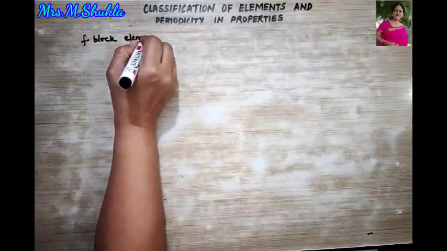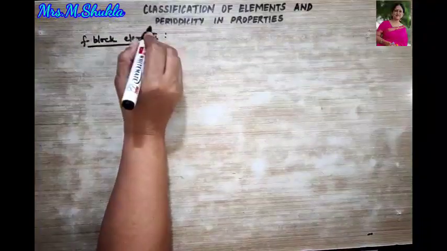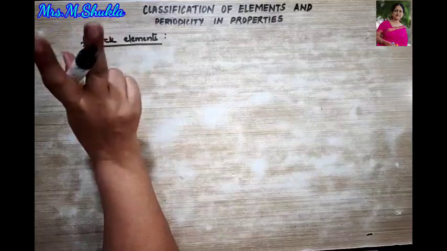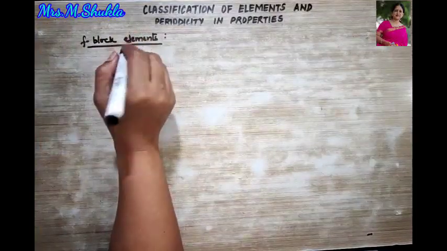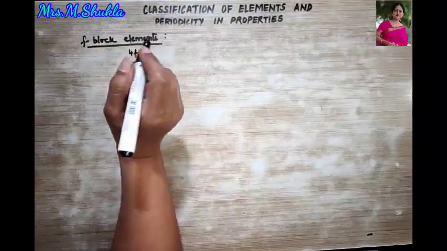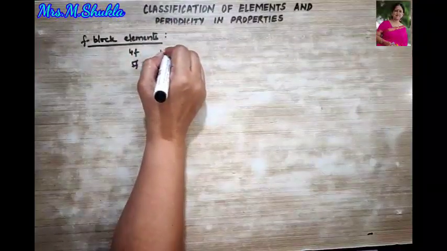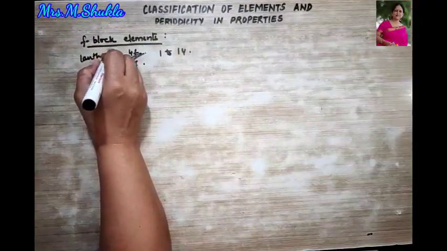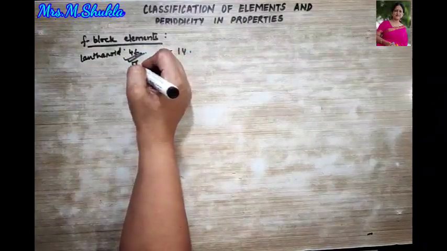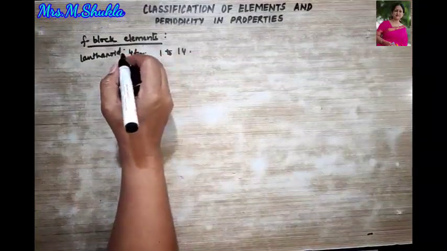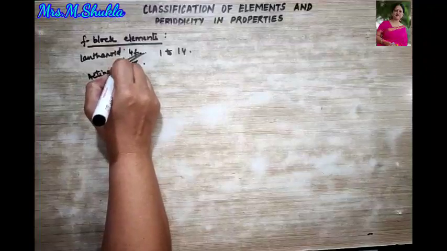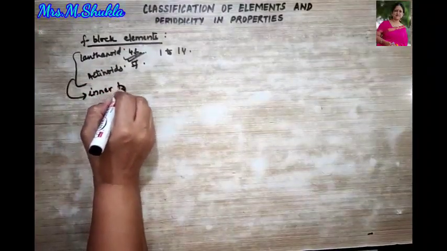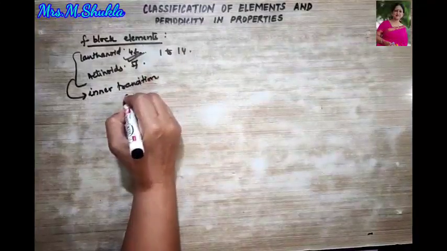F block elements. In these F block elements, the electrons are filled in F orbitals. There are two series of F block elements in which we have 4F and 5F orbitals that are to be filled up from 1 to 14. Clear? The first series, the 4F series, is called the lanthanoid series, and 5F is called the actinoid series. Together they are termed inner transition elements.